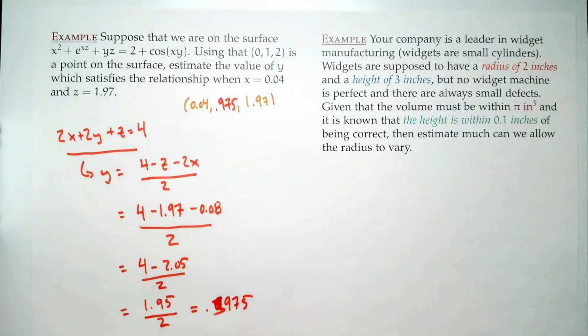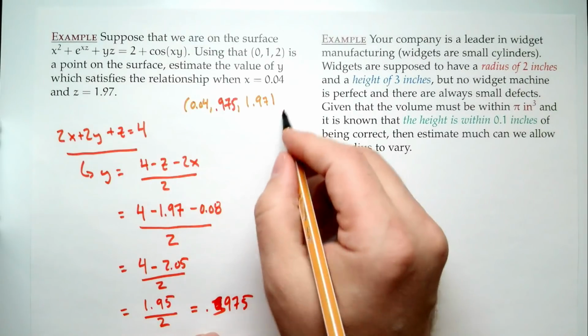All right, one more problem before we move on to today's topic. Your company is the leader in widget manufacturing. What's a widget? It's a small cylinder. And they're supposed to have the following. So we'll draw a picture to help us visualize here.